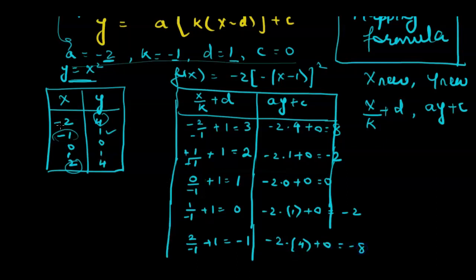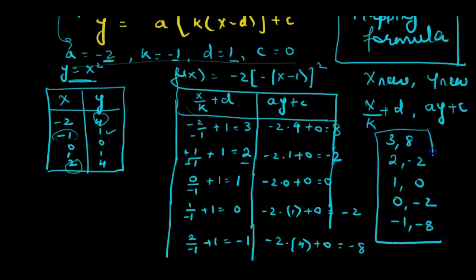So we just noticed that all we have to do is apply this mapping formula to get the new points. And now my new points that I would be plotting on my graph are (3, -8), (2, -2), (1, 0), (0, -2), (-1, -8). So these are the new points that I would be plotting.